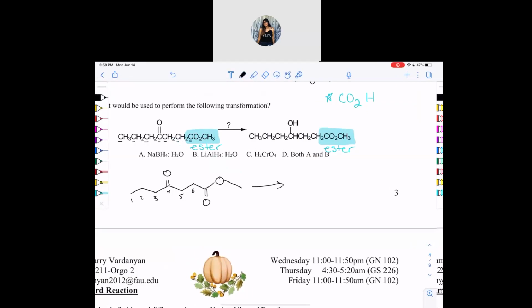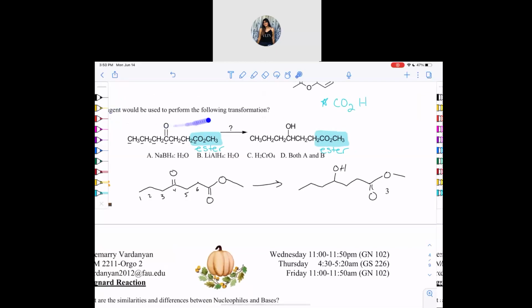All right, so we go from this to that. So how do we go about figuring this out, right? It's saying what reagent would be used to do this transformation. This is the reaction they show you. And so what has happened? And I want the simplest. Yeah, OH is formed, yes.